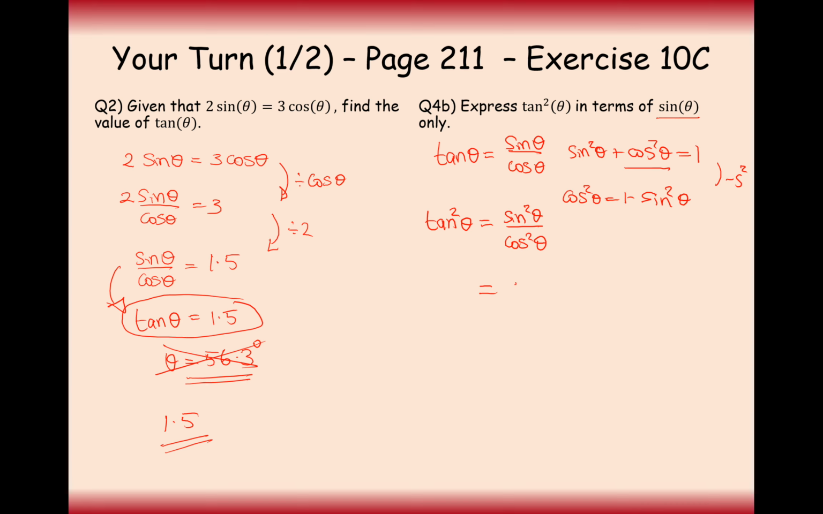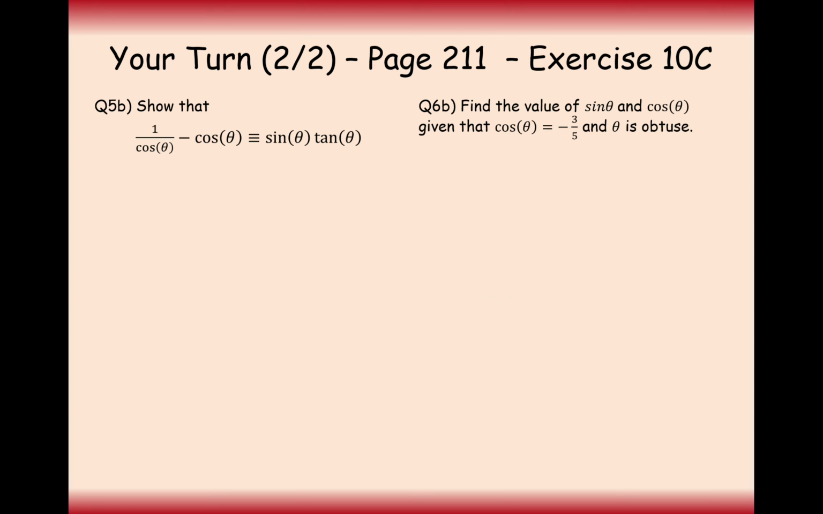Okay, so what I get on the bottom of my denominator here is 1 minus sine squared theta. And this is my final answer here. So tan squared theta is identical to sine squared theta divided by 1 minus sine squared theta. Okay, another couple of questions here. Pause the video and have a go at these questions.